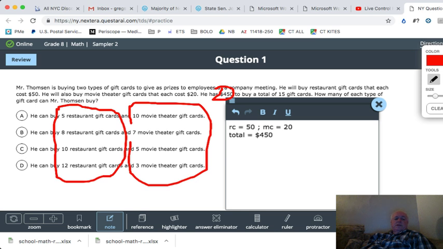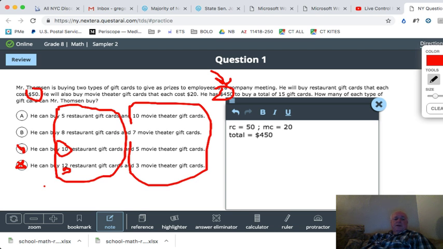So let's just start from D. If he buys 12 restaurant cards, and a restaurant card is $50, okay, that's already 600. So D's no good. If he buys 10 restaurant cards, that's already 500. C is no good, once again, because we're trying to shoot for $450. So that's already too much. So C and D are thrown out the window.